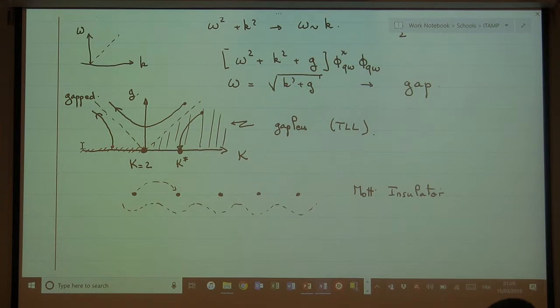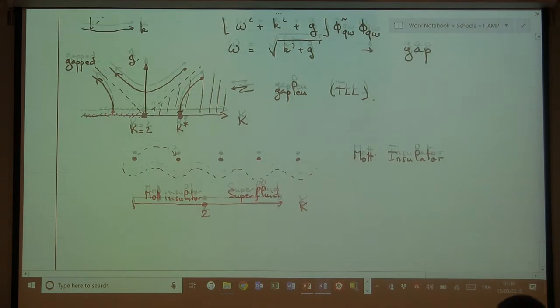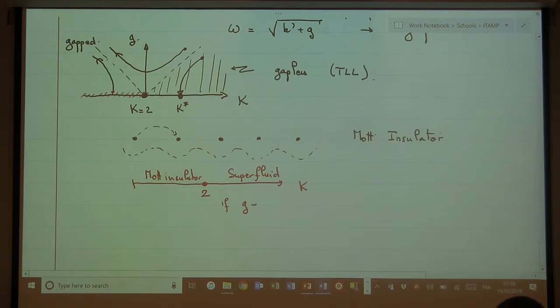Okay. But forget the XY model if you're not familiar with this, and let's just stick with the superfluid to insulator transition. So what it says is that as a function of K, if K is large, there will be a superfluid phase. And if K is small, there will be a Mott insulator. And the transition occurs, or should occur, exactly at K equal 2 if the lattice is super small.